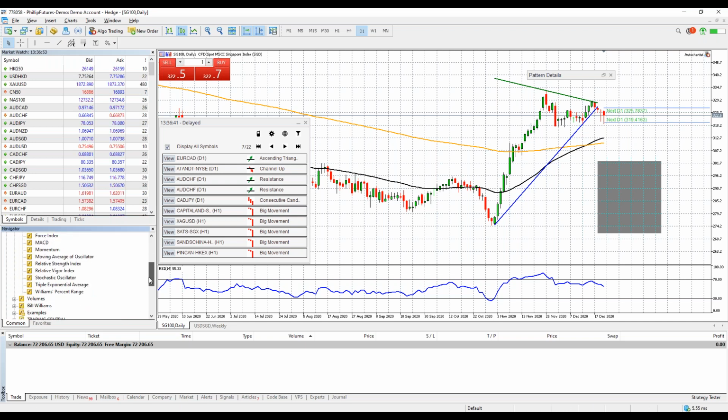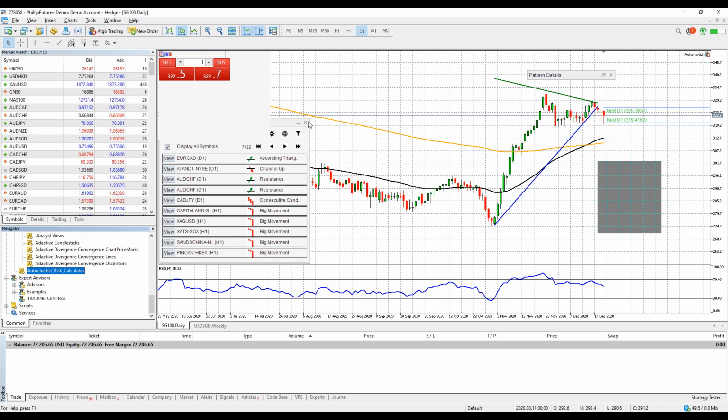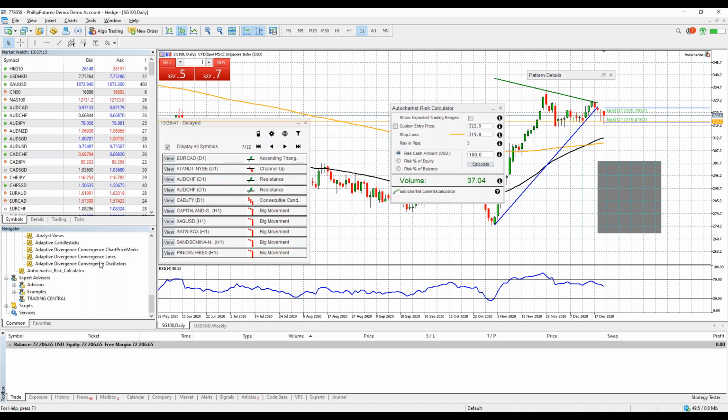Let me find the risk calculator. Okay, over here. Our Autochartist plugin also has this inbuilt risk calculator. What this risk calculator does is that straight away it recognizes I'm trading this Singapore index. It allows you to put in your entry price and a stop loss price, and then it will calculate for you the volume you need to place based on the amount that you're willing to lose.